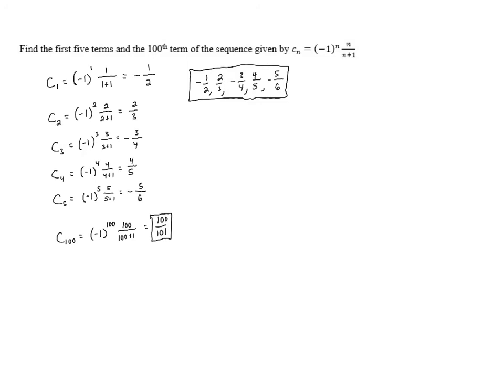Just a quick reminder in general, whenever we have -1 to the nth, or -1 to the n plus first, or -1 to the n minus first, that's generally going to give us an alternating sequence where the terms alternate between negative, positive, negative, positive, or positive, negative, positive, negative.